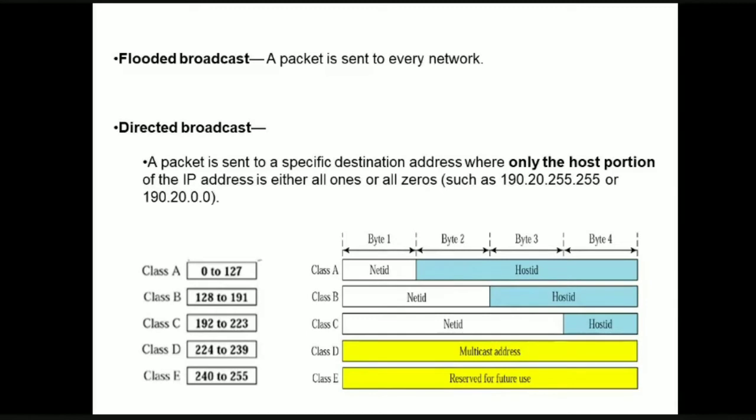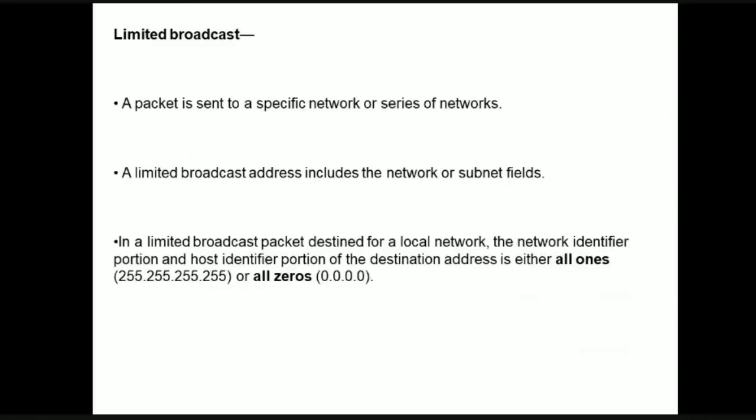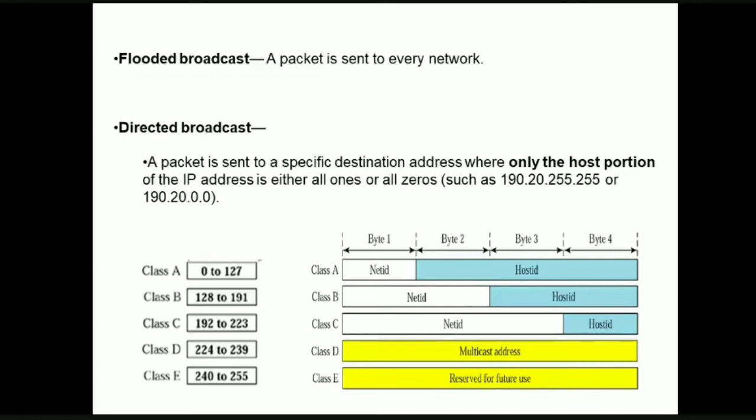Directed broadcast means the packet is sent only to a specific destination address, and only the host portion of the IP address is either all ones or all zeros. If you see the difference between limited broadcast and directed broadcast, in limited broadcast both the network ID part and host ID part will be either all ones or all zeros. But in directed broadcast, we will not touch the network ID portion; we only consider the host portion, and that portion will be either all ones or all zeros.